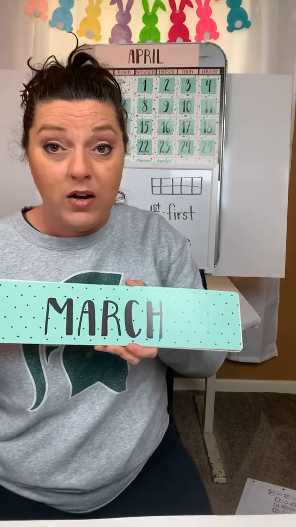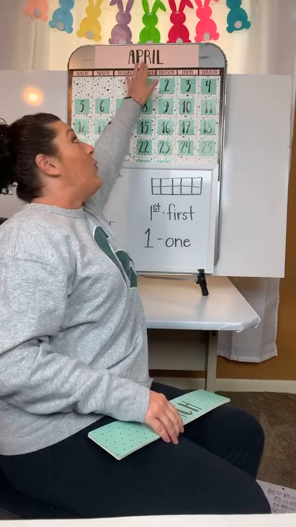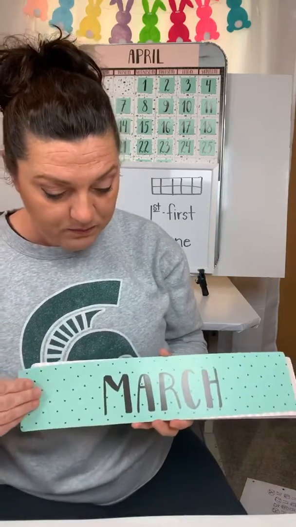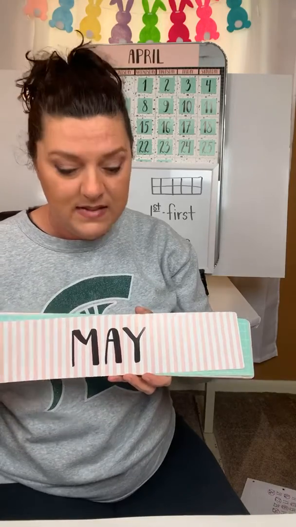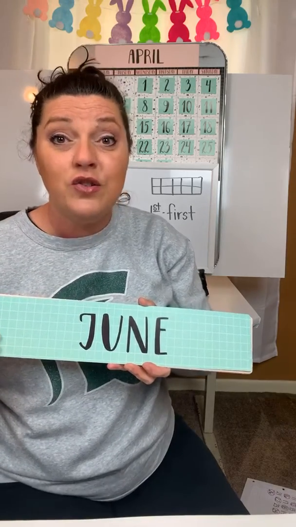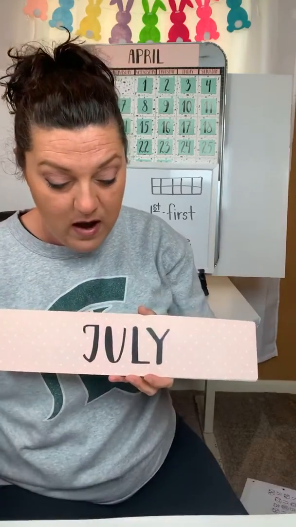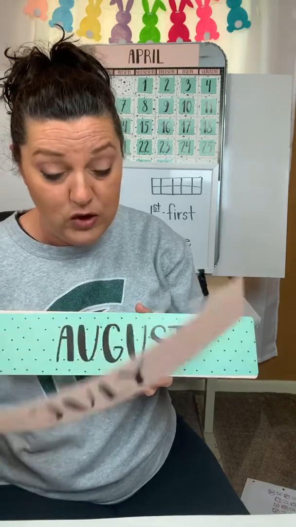What about March? M is the first sound in March. Okay. Now we have April up here. What's the first sound you hear in April? A is the first sound in April. Good job. Okay. The next one is May. What's the first sound in May? M is the first sound in May. Next we have June. J is the first sound in June. What about July? J is the first sound in July.